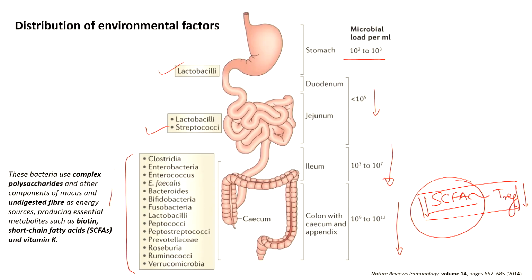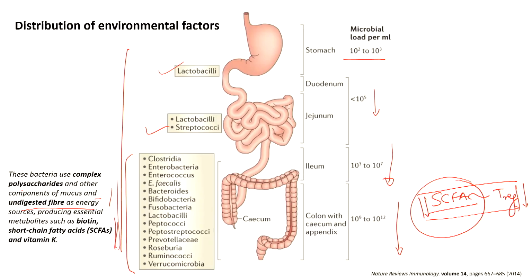These are coming because we have this bacterial population that can digest the fiber to make short chain fatty acids. And therefore there are sentences written here that these bacteria use complex polysaccharides. Complex polysaccharide means many kinds of carbohydrate moieties and other components of mucus and undigested fibers as energy sources. So they can use all the important content of the fiber and some components of carbohydrate as an energy source, and they can convert these into very essential components such as biotin, short chain fatty acids and vitamin K.